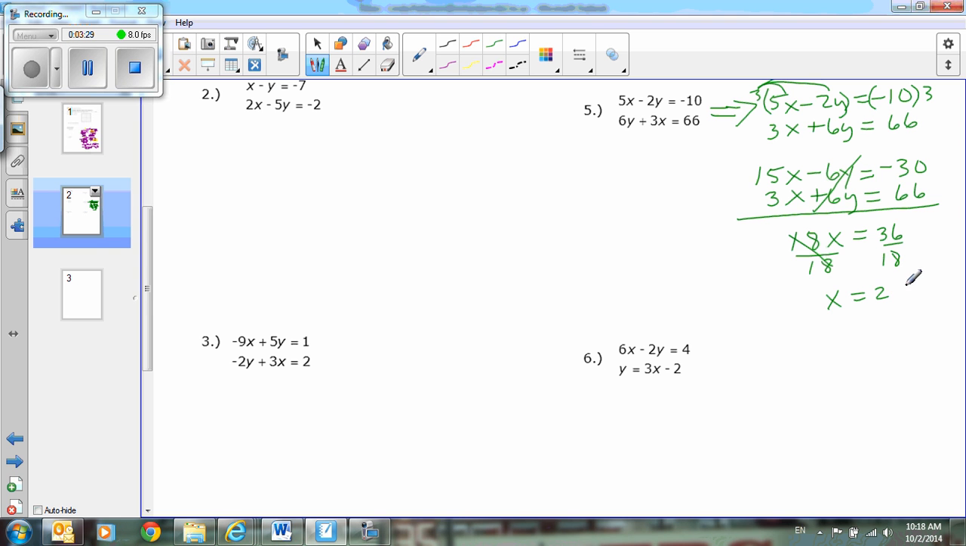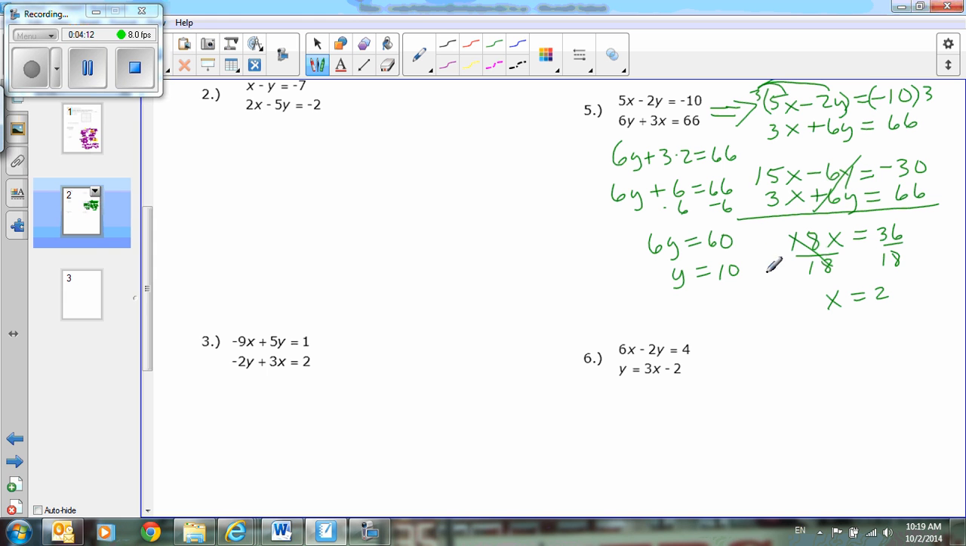Remember, we're looking for an ordered pair. We're looking for an x and a y that will satisfy both of these equations at the same time. So now that I have my x, I can go back to either equation. It doesn't matter which one, and where I see an x, I'm going to replace it with a 2. I think I'm going to use the second equation and just rewrite it, except instead of writing x, I'm going to write a 2 there. So I would have 6y plus 3 times 2 is equal to 66, or 6y plus 6 is equal to 66. Now to solve for y, I'm going to subtract 6 from both sides, and we'll get that 6y is equal to 60. And then when we divide both sides by 6, y is equal to 10.